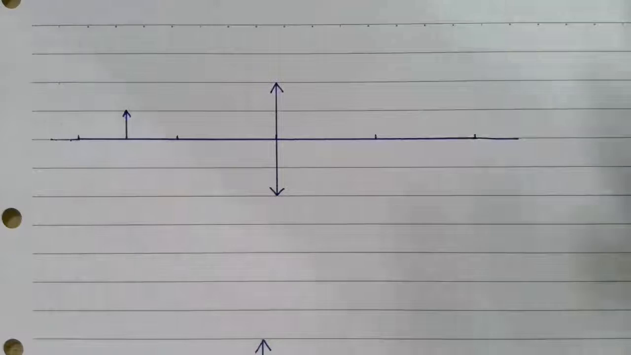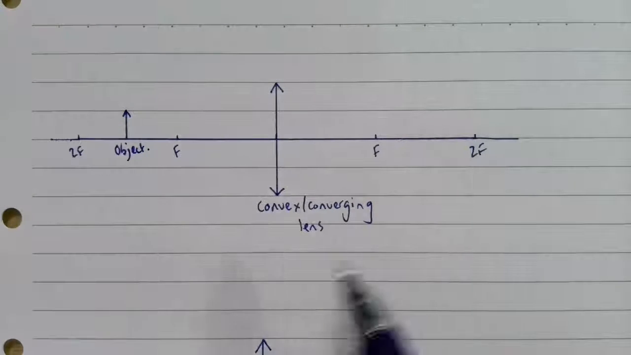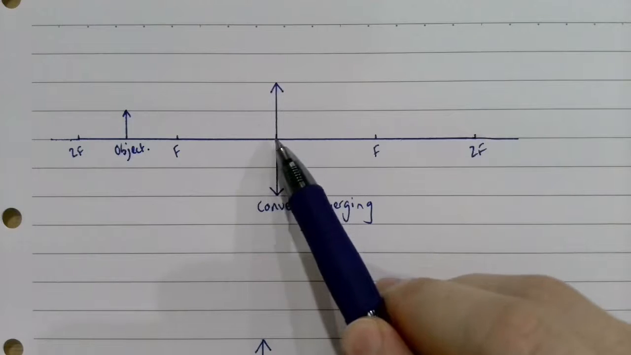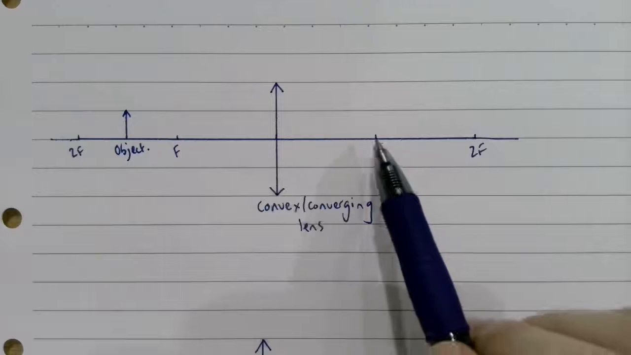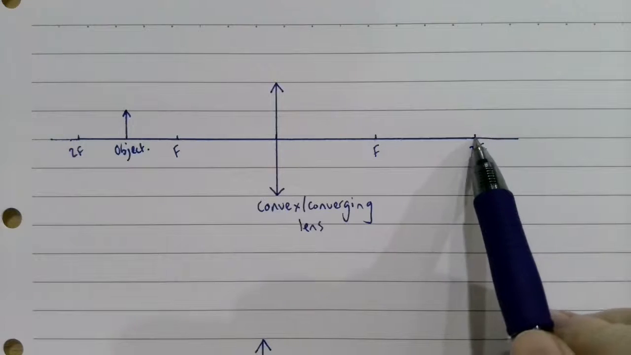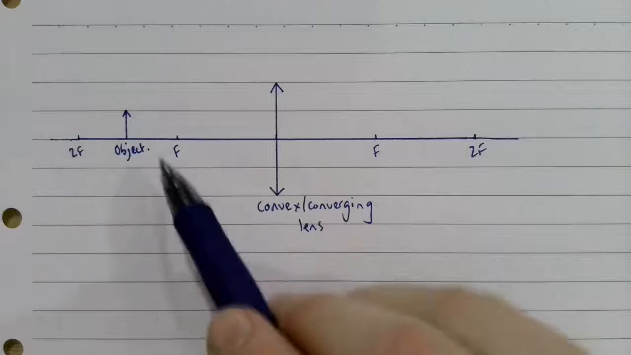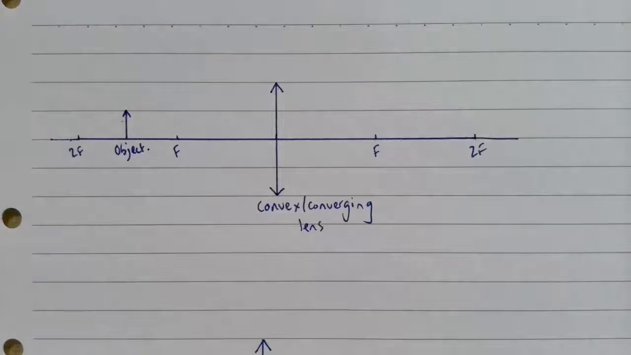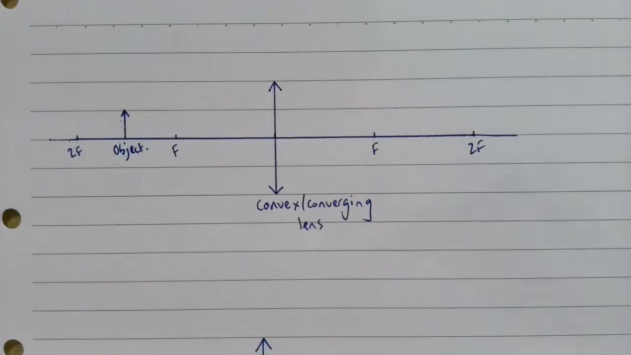I will, however, just briefly label this up. So you can see that in the middle I've got my convex or my converging lens, and then to either side at the same distance I've got my focal point, and I've also labelled on here twice the focal distance at both ends. And then this arrow here just represents my object, and obviously an object doesn't really look like an arrow, but that's just the way we represent it in a ray diagram.